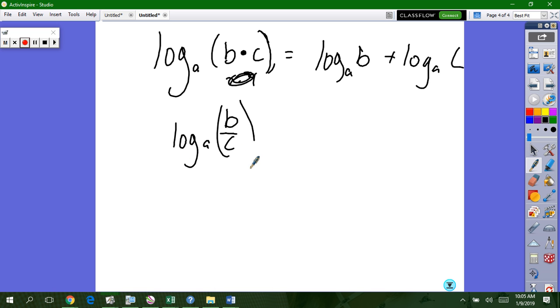What about division? What are we going to do? Subtraction.